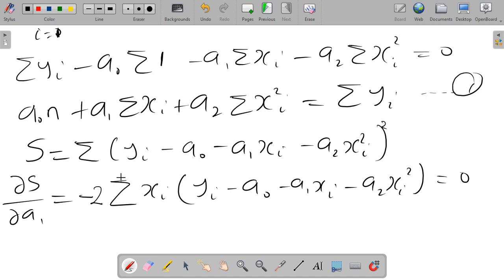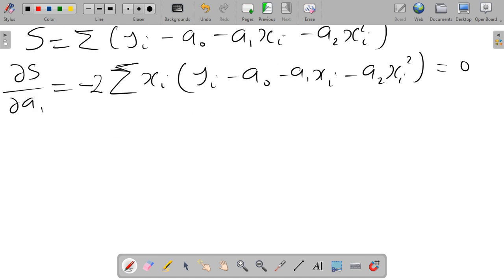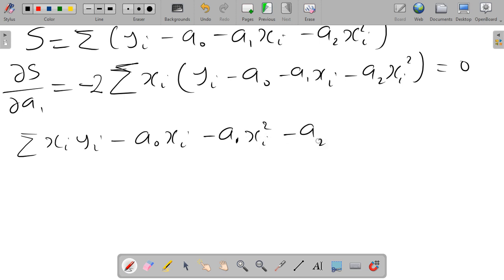So divide both sides by minus 2 so that minus 2 will go outside. Minus 2 divided by minus 2 is gone. 0 divided by minus 2 is 0. So I'm left with the summation of what? Open this bracket, I have xiyi minus a0xi minus a1xi squared, then minus a2xi cube is equal to 0.